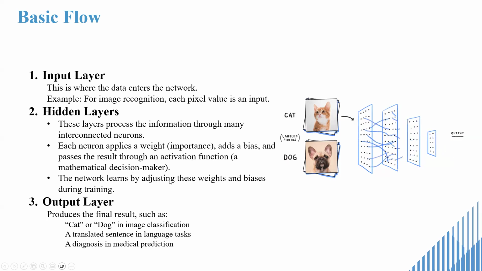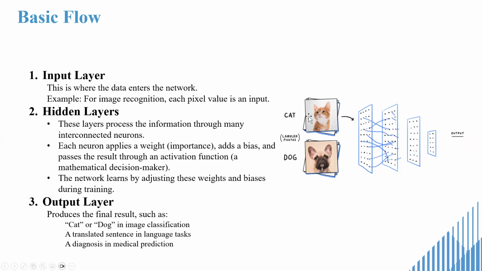So the network learns by adjusting these weights and biases during training. It is a kind of trial and error. Sometimes it will give more weight, but if the result is bad, it will adjust it less. It adjusts based on the network itself. Then you will have your output. You can see, is it a dog or a cat? If you put in an image like this, it will understand it's a cat.